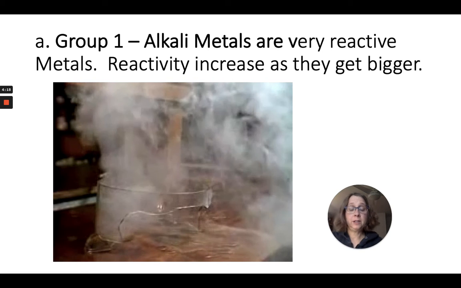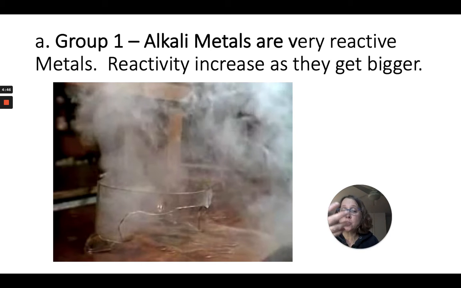Okay, just a few things to note. Going down group 1 from lithium to potassium, because they have the same number of valence electrons, they have the same type of reaction, just a little bit more vigorous as you go down. When you expose them to air, they rust really quickly. That's what that corrosion was on the surface of the metal. They're soft metals, and when you put them in water, they produce hydrogen gas.